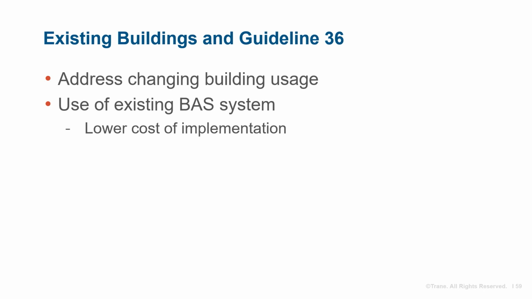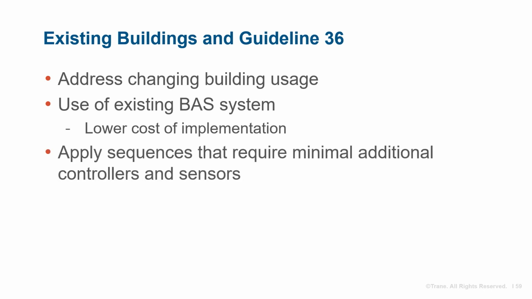In addition to changes to the building usage, building codes and regulations are constantly being updated. Engineers and commissioning agents have an opportunity to address these issues when recommissioning a building using the sequences in Guideline 36. If the building already has an existing BAS system, the cost of implementing these sequences is typically low.